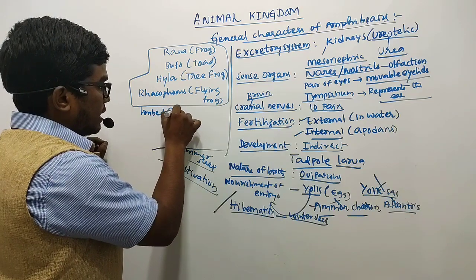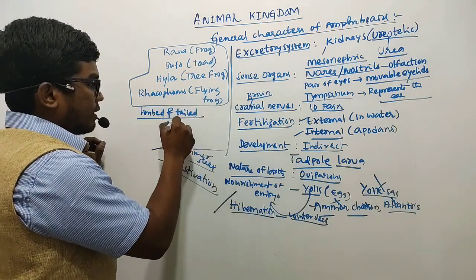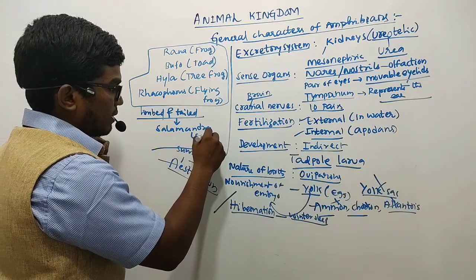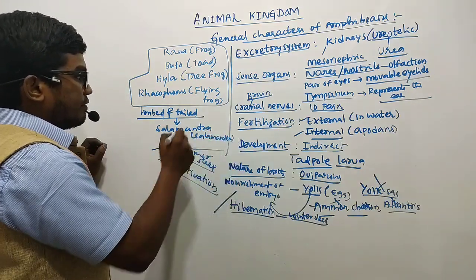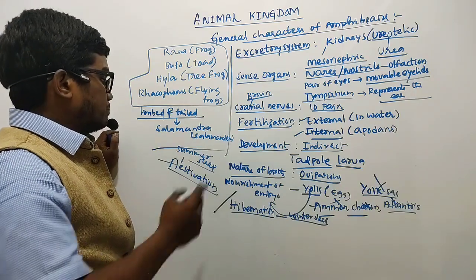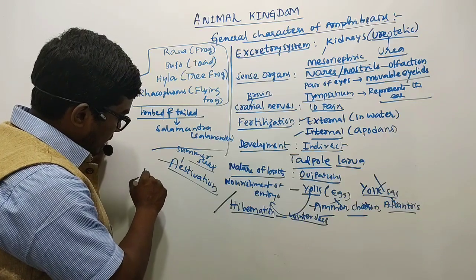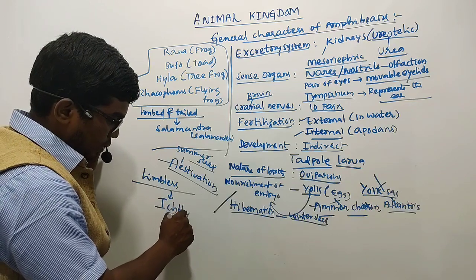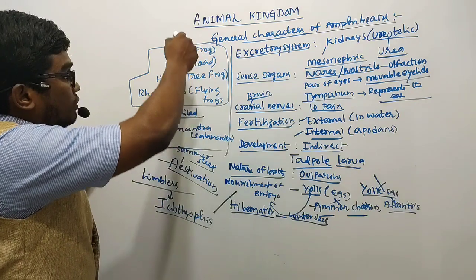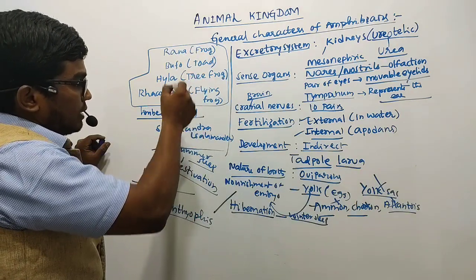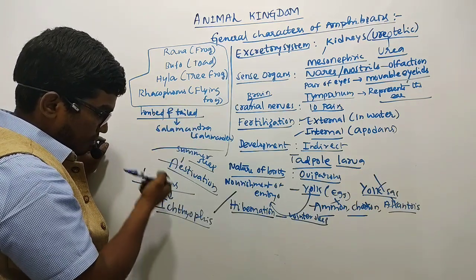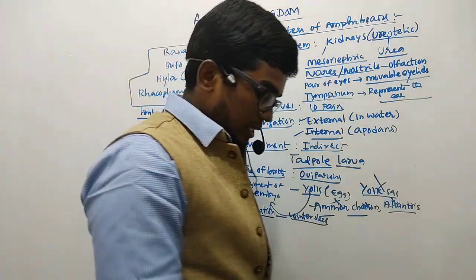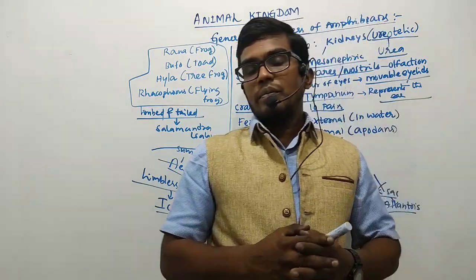Then limbed and tailed amphibians. For example, Salamandra, which is called in general a salamander. It is in fact like a reptile. Then, if you want a few more examples, we have a limbless amphibian. Which is the limbless amphibian? We are well familiar with Ichthyophis. So these four do not have the tail. These have both tail and limbs. They don't have limbs at all, like Ichthyophis, the upper one. So these are a few examples and the general characteristics of the phylum Amphibia.